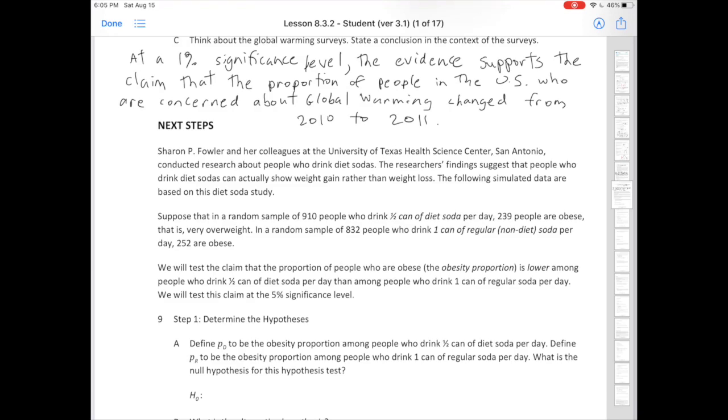Suppose that in a random sample of 910 people who drink half a can of diet soda per day, 239 people are obese. That is, very overweight. In a random sample of 832 people who drink 1 can of regular non-diet soda per day, 252 are obese. We will test the claim that the proportion of people who are obese is lower among people who drink half a can of diet soda per day than among people who drink 1 can of regular soda per day. We will test this claim at the 5% significance level.